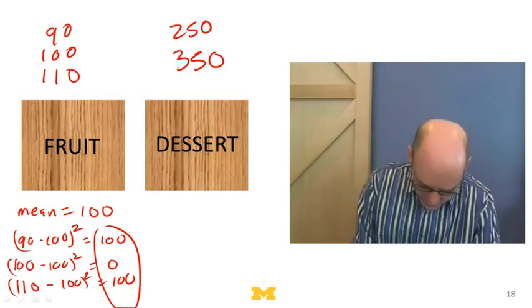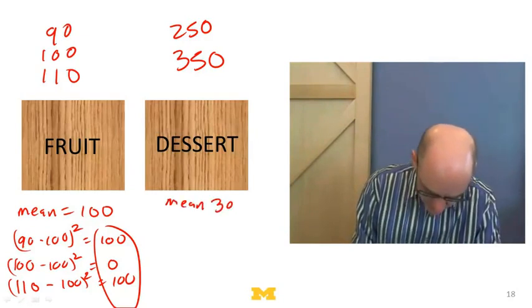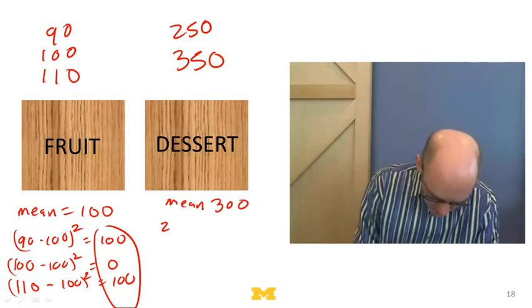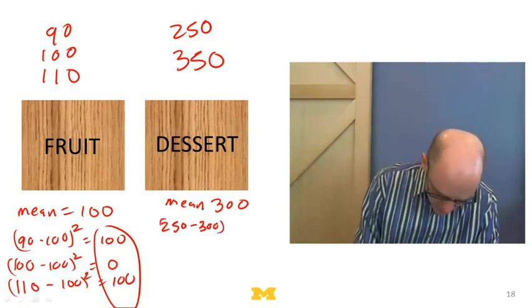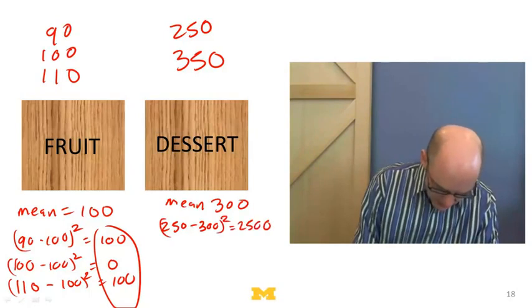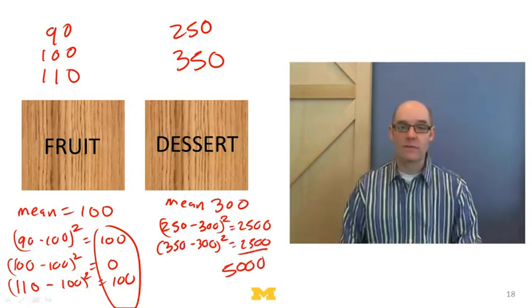And now if I go to this case, the mean is going to be 300, right, for the desserts. And what's the total variation? Well, for the cake, it's 250 minus 300, which is 50 squared, which is 2,500. And for the pie, it's 350 minus 300, which is also 50 squared, which is 2,500. So when I add those up, I get 5,000.